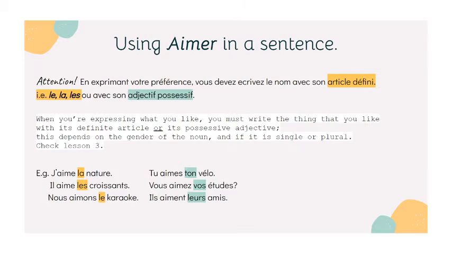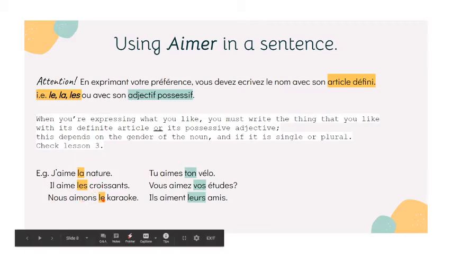So, setiap kali kita bercakap tentang, kita menggunakan aimer dalam ayat, vous devez écrire le nom avec son article défini: le, la, les, ou avec son adjectif possessif. So, here is the meaning. Bila kita bercerita tentang sesuatu yang kita suka, you must write the thing that you like with its definite article or its possessive adjective. So, kena guna j'aime la nature. Il aime les croissants. Nous aimons les karaoke.